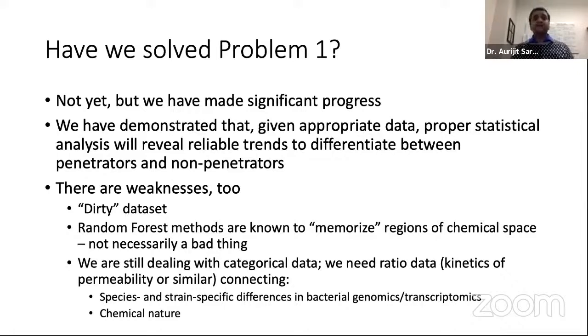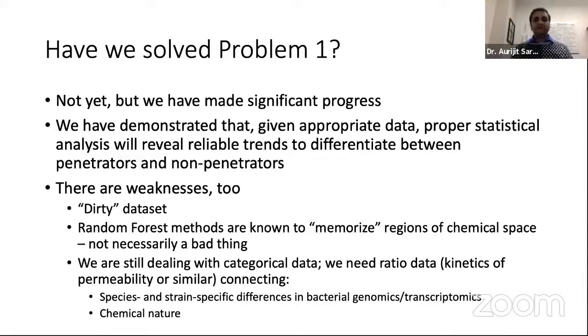So what are the differences between these strains and how do they dictate the ability of chemicals to get inside the bacteria? There are so many different things that we need to explore and we have absolutely no idea about. So those are all things that we need to focus on. And clearly we need to look at chemical nature itself.